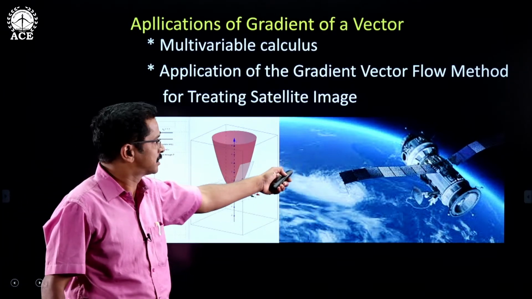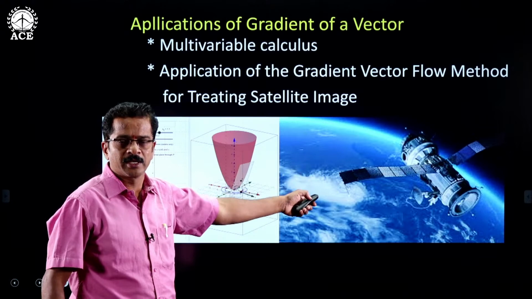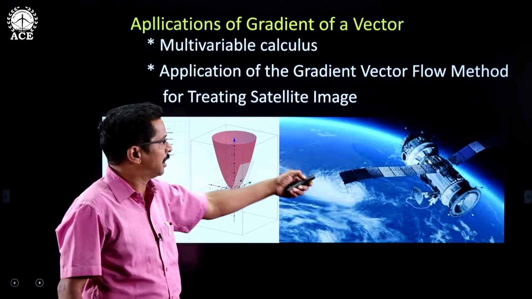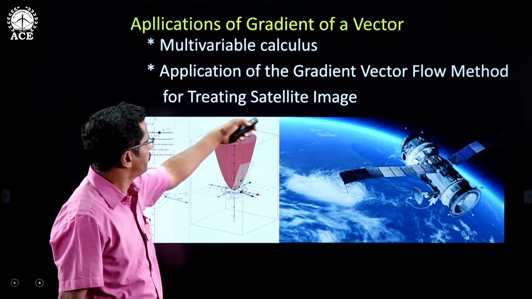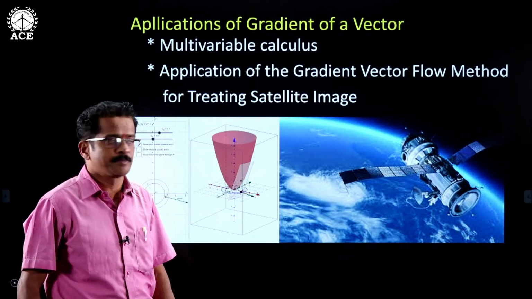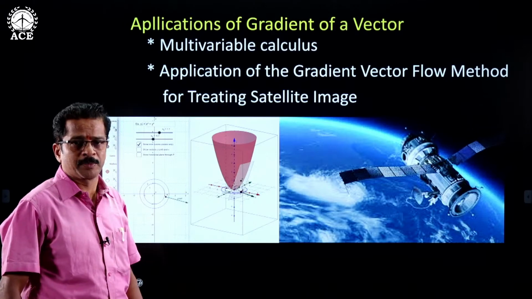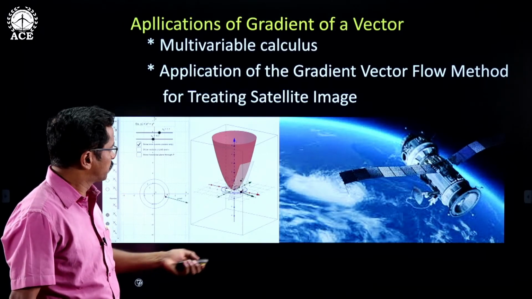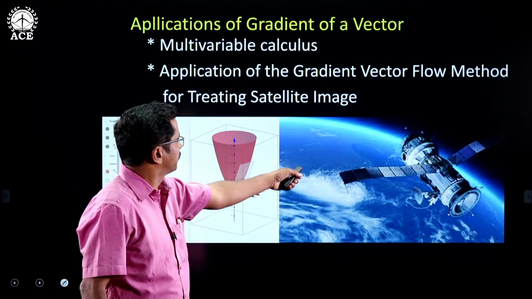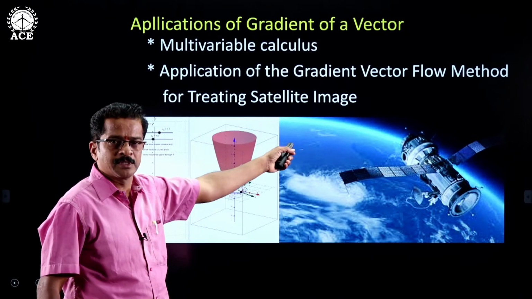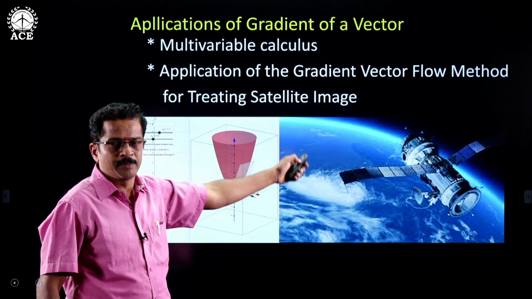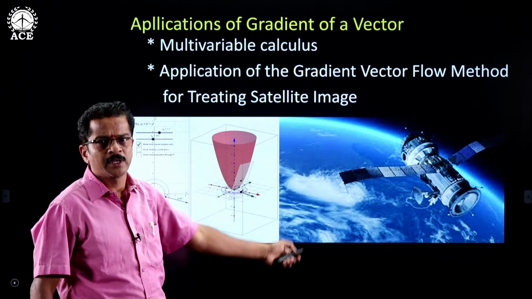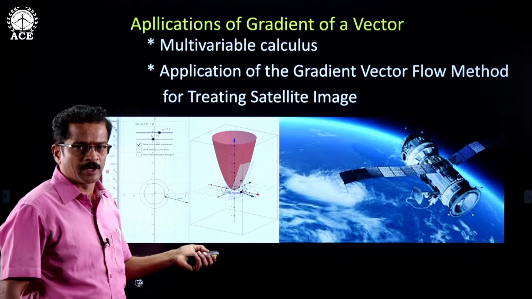Another application is the flow method of treating satellite image. To treat the flow of satellite image, we use gradient vector applications. Behind the flow method of treating satellite image, the applications are gradient vector applications.